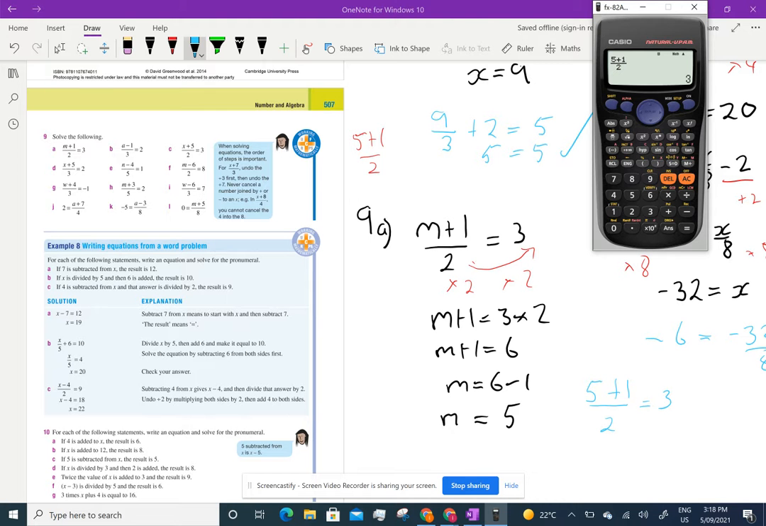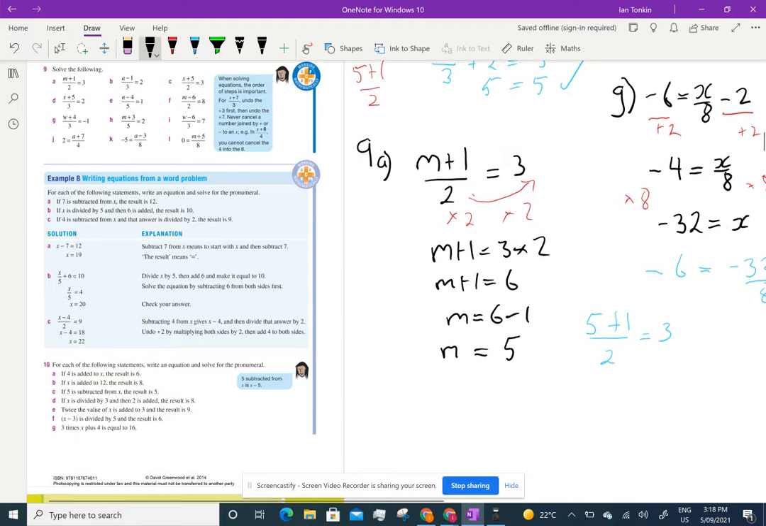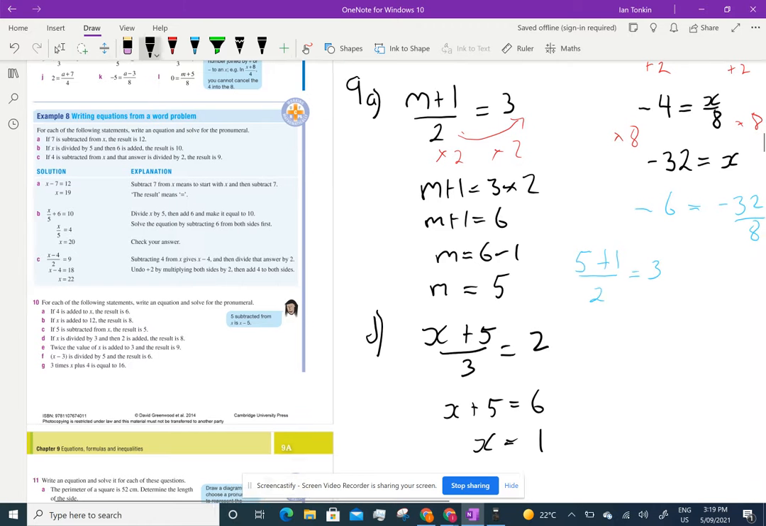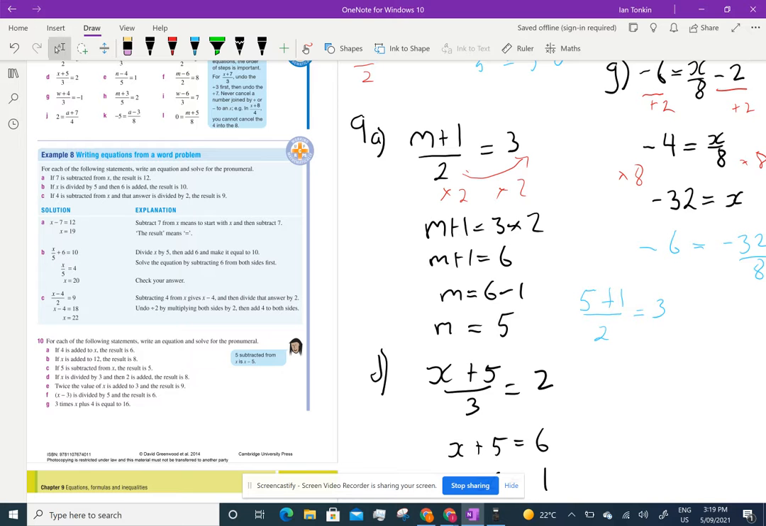Okay, 9D. x plus 5 over 3 equals 2. Multiply the 3 across, x plus 5 equals 6, minus the 5, x equals 1. That's how I do them. Right, I don't write the things in. You can if you want to, but you don't have to.